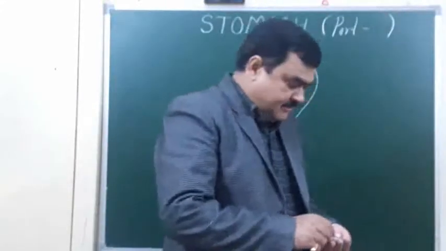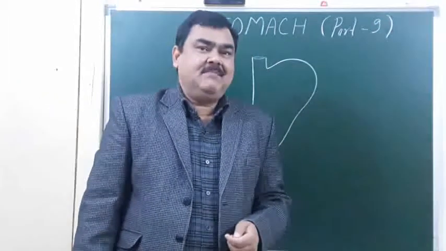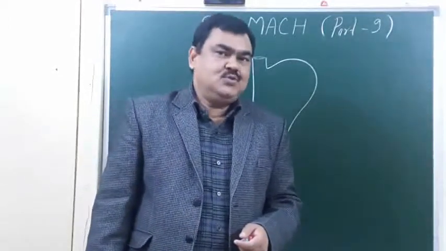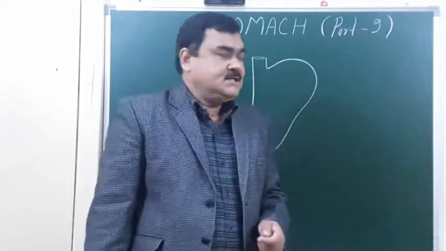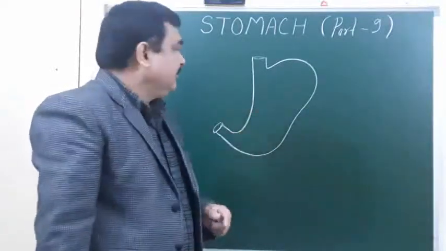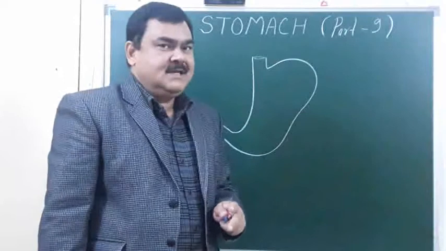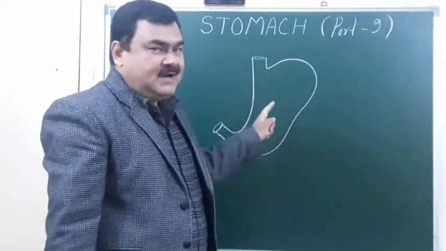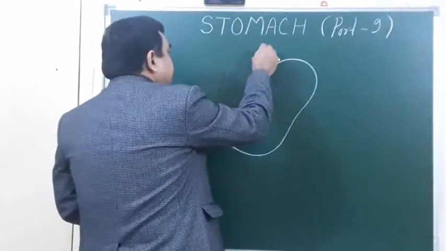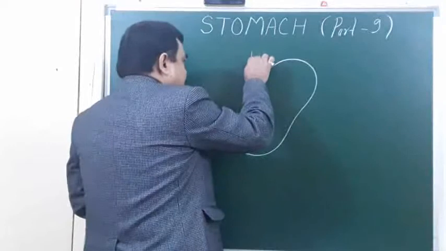Now we'll discuss the nerve supply. The stomach is supplied by sympathetic and parasympathetic nerves. Sympathetic fibres arise from T6 to T10 and pass through the greater splanchnic nerve to supply the stomach. For parasympathetic supply, there are two vagus nerves, right and left. Due to rotation of the stomach, the left vagus nerve becomes the anterior vagus. This is the anterior vagus.